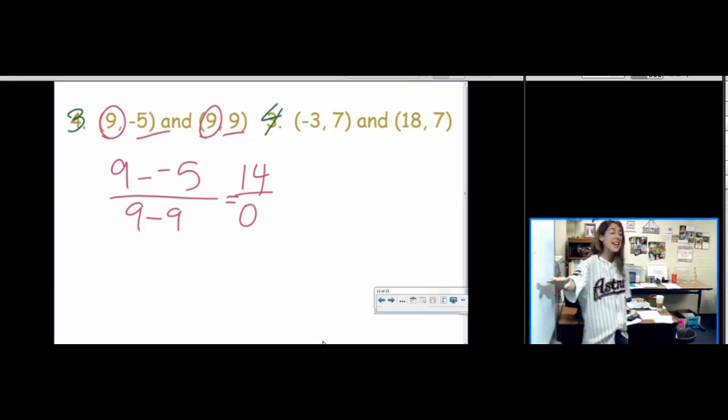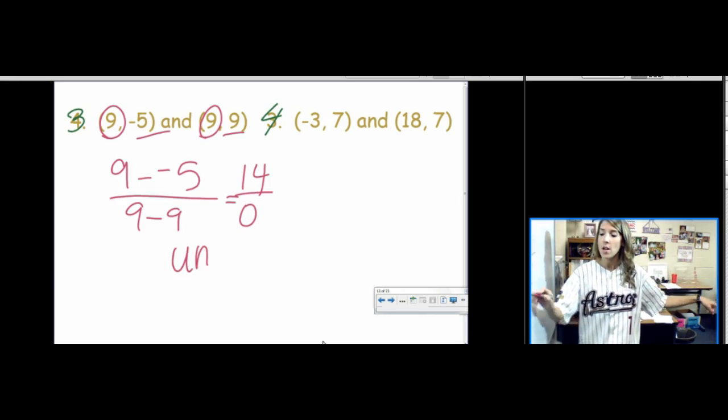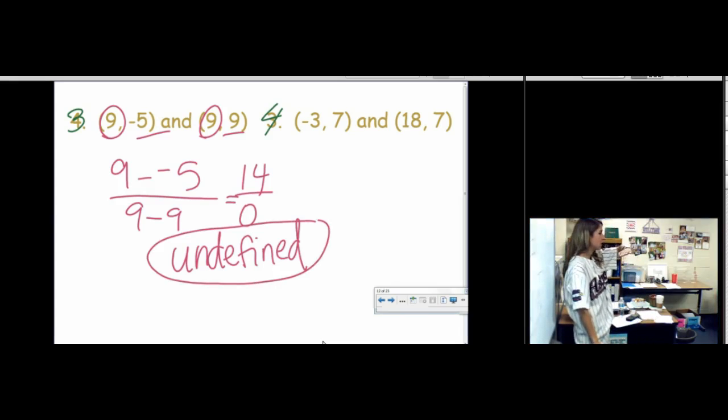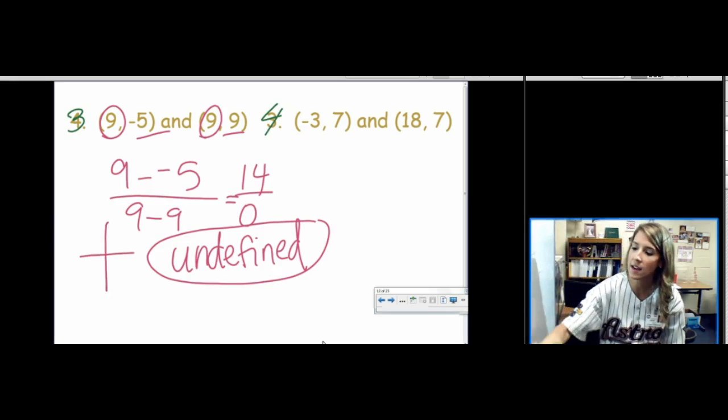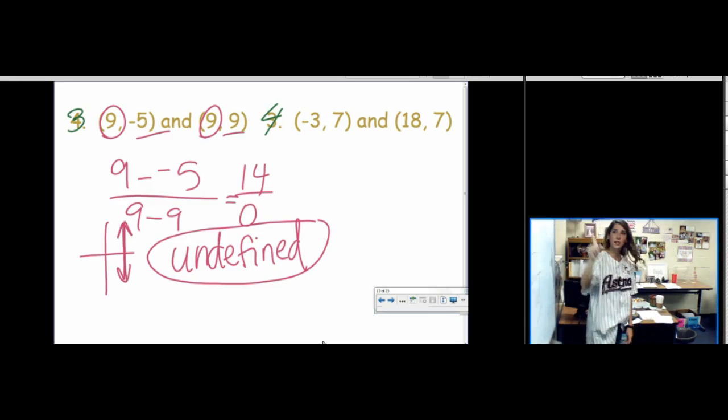Your calculator will say error. So what's the slope? The slope is not 0. It's not 14. The slope is undefined. When you try to divide by 0, the slope is undefined. Show me what that looks like. This or this? Which one can make a U out of it? It looks like this. The slope is undefined. It's like this line right here. Undefined is the answer. Try number 4.